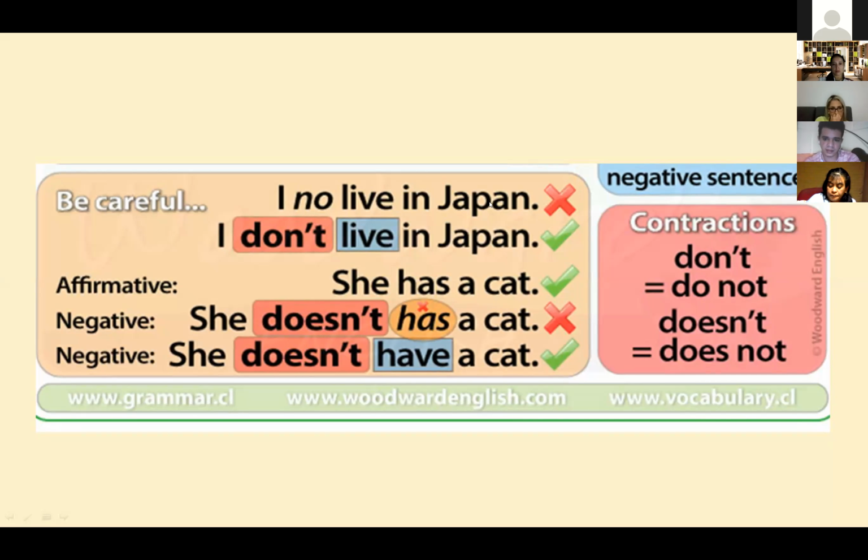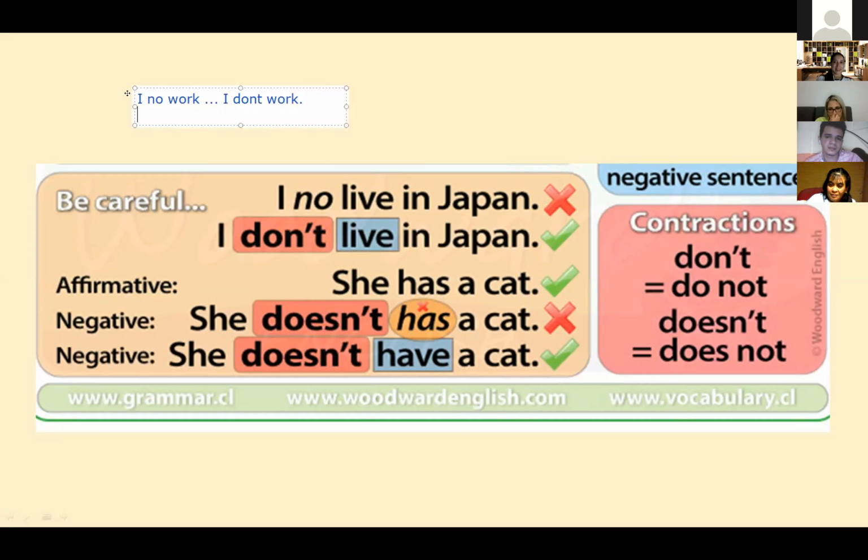Right? But now, it is not correct to say, as you can see in this example, I no work, teacher. No, this is not correct. What is the correct sentence? I don't work. No, I no work, right? Yo no trabajar, teacher. I no work, right?